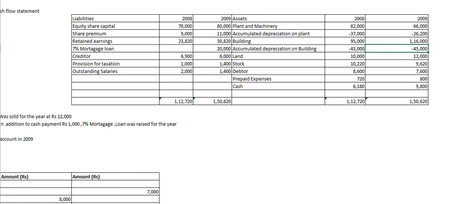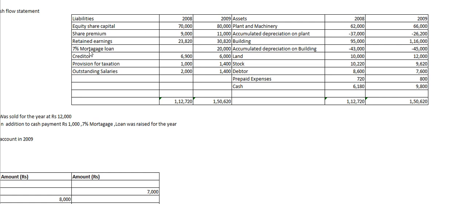Retained earnings: last year it is 23,820, the current year it is 30,820. So if you see, there is no profit and loss balance given, so hence we will consider the retained earnings balance as the net profit. So 30,820 minus 23,820, the amount will be 7,000. So that is nothing but your net profit.